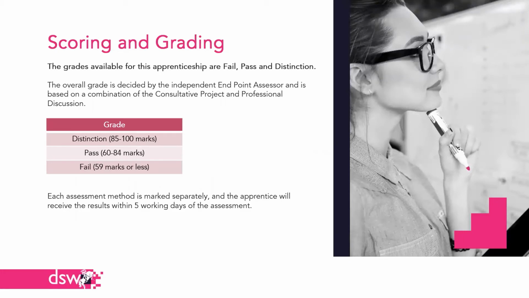I will now take a look at the overall scoring and grading. So the grades available for this apprenticeship are fail, pass and distinction. The overall grade is decided by the independent endpoint assessor and is based on a combination of the consultative project and professional discussion. And the table on screen shows the marks required to meet each of those gradings. So to achieve a distinction, apprentices will need to achieve 85 to 100 marks. For pass, they will need 60 to 84 marks, and a fail will be 59 marks or less. And each assessment method is marked separately, and the apprentice will receive the results within 5 working days of the assessment.